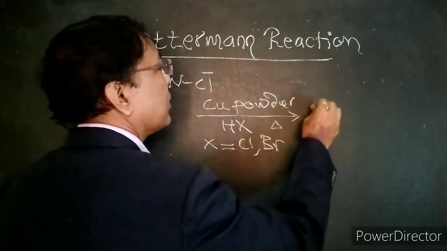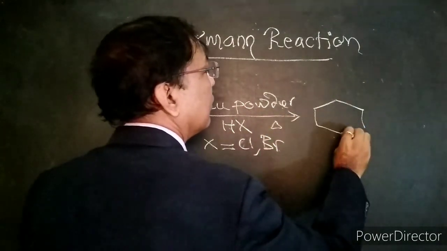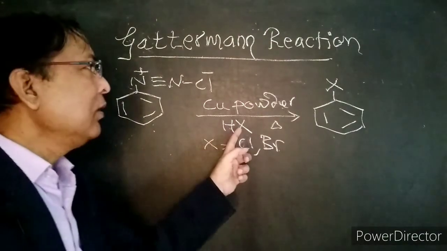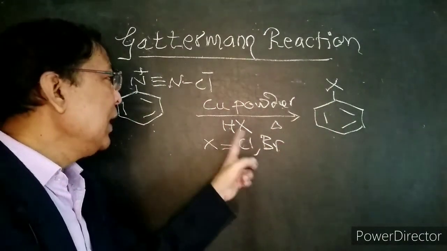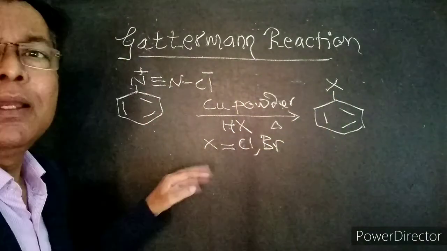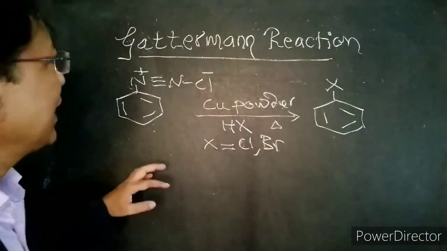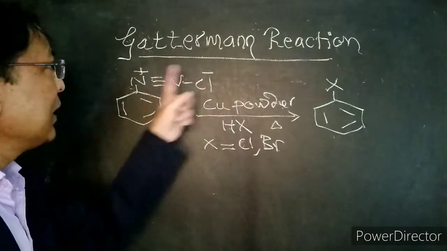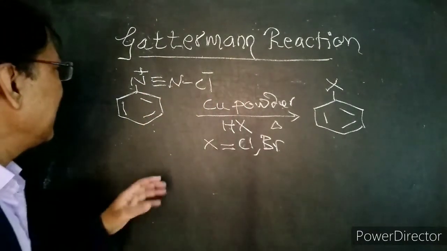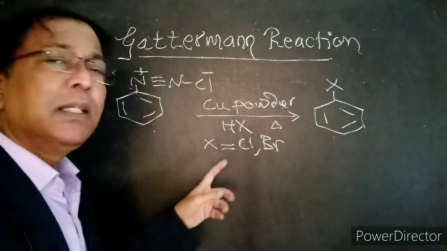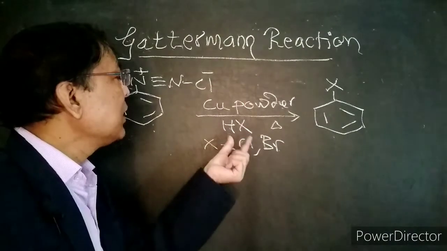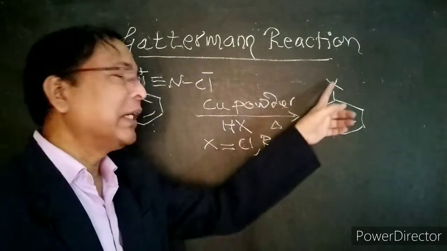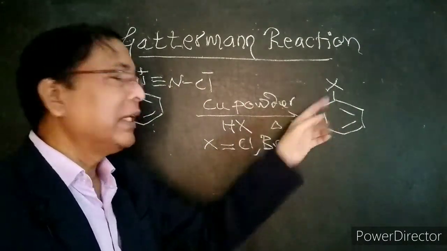After heating we get haloarene. If we use HCl we are going to get here chlorobenzene. If we use HBr we get the bromobenzene. This is simple advanced version of Sandmeyer's reaction and this is discovered by the scientist Gattermann. In order to respect him, the reaction is named as Gattermann reaction. Once again I repeat the statement: when benzene diazonium chloride salt is heated with copper powder in presence of HCl or HBr, we get respective haloarenes. If we use HCl we get chlorobenzene, if we use HBr we get bromobenzene.